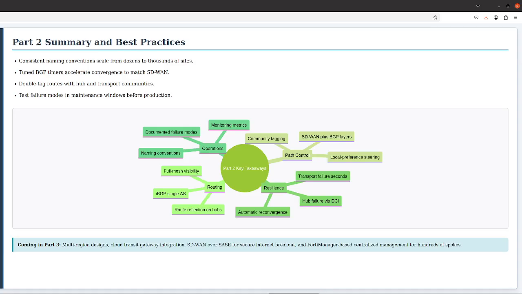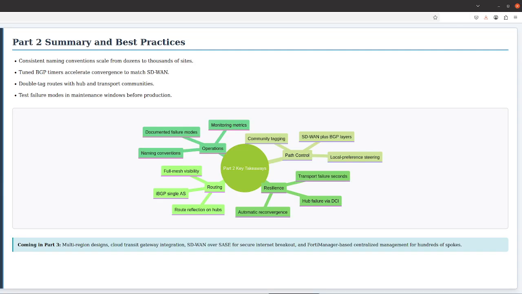Fifth, monitor the fabric with proper observability. Export BGP metrics via SNMP or the FortiGate REST API. Track the per-member SLA metrics from diagnose sys sdwan health-check, and alert on tunnel state changes. A fabric with hundreds of tunnels will have transient issues, and you need to distinguish noise from real problems. Good monitoring is the difference between a robust deployment and a fragile one.